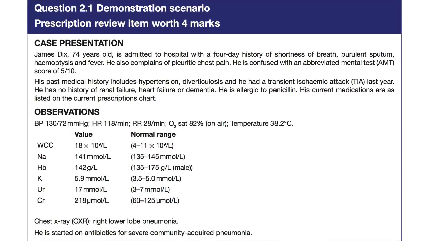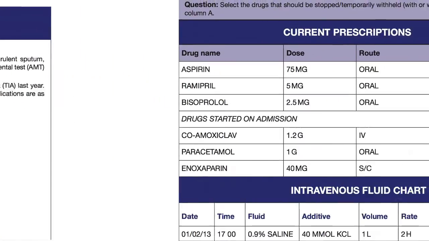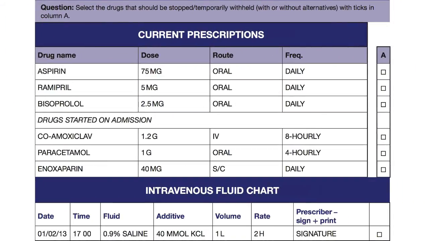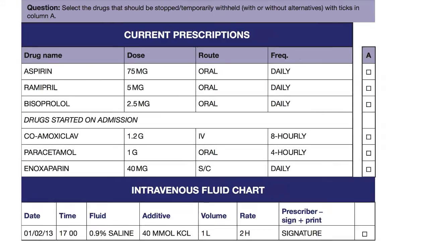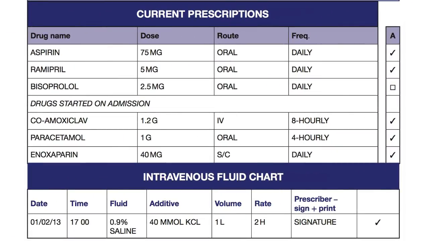To review, we have a 74-year-old penicillin allergic man with a history of hypertension, diverticulosis, and TIA, who is presented with hemoptysis, pneumonia, sepsis, and acute renal dysfunction. Reviewing his drug chart, we are asked to mark any drugs that should be stopped or temporarily withheld. I shall give you a moment to run through the prescriber system and come up with an answer. Please pause the video if you need longer. So, let's now review the answer.